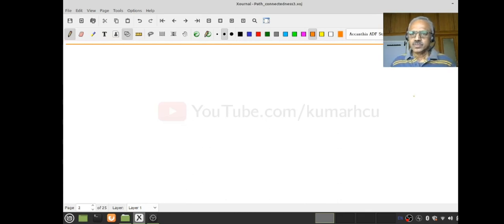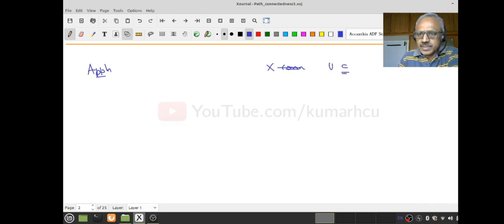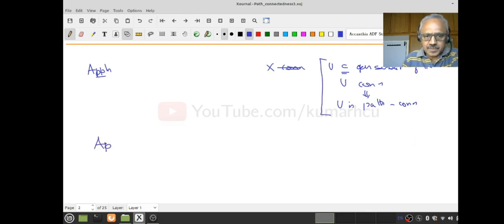Before we go further, let me finish one important application of a result which we did last time. Last time we proved that if U is an open subset of R^n and U is connected, that implies U is path connected. This was the result. I want an application of this here. Since we are already exceeding my time, let me finish this first.